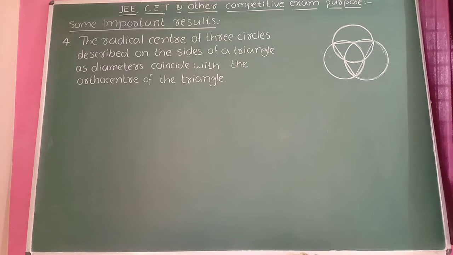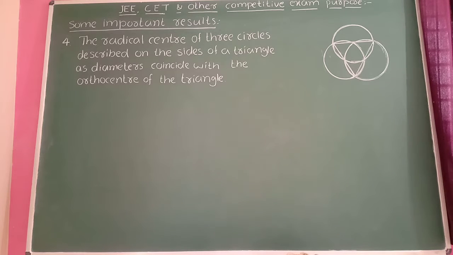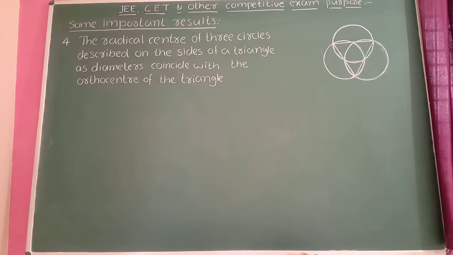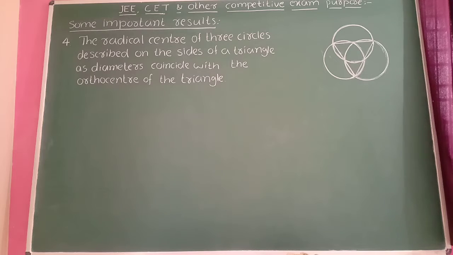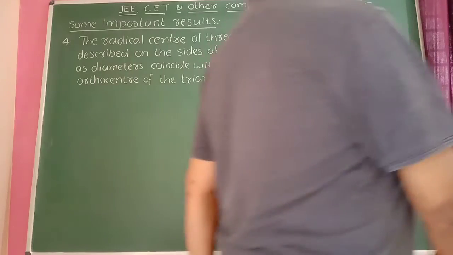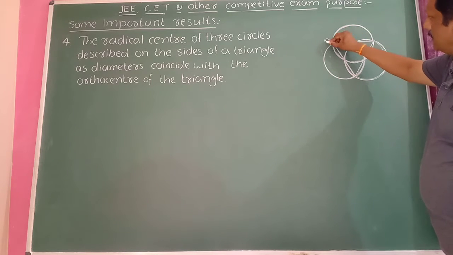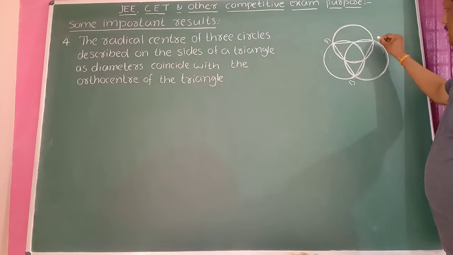Fourth one, important result here. The radical center of the circles described on the sides of a triangle as the diameter coincides with the orthocenter of the triangle. In this case, these are three circles here. So consider this part as A, B and C here.